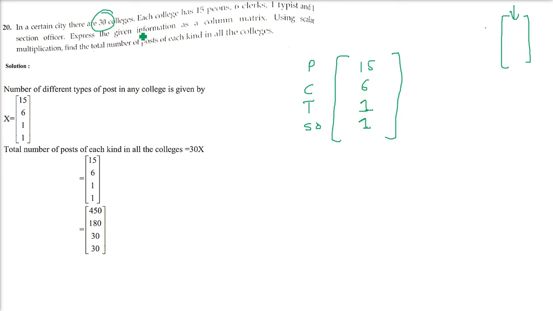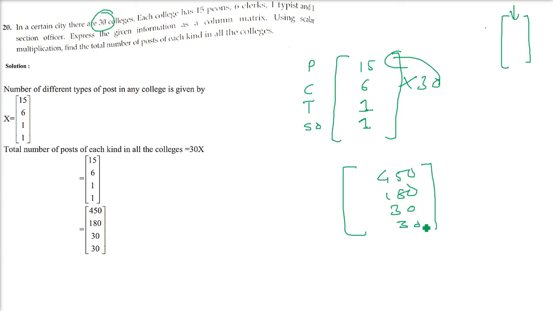But there are 30 colleges. So how many of them will be there? You have to multiply a scalar 30 with this column. So 30 into 15 is 450. 30 into 6 is 180. 30 into 1 is 30. So this is the final answer. Total number of posts of each kind.